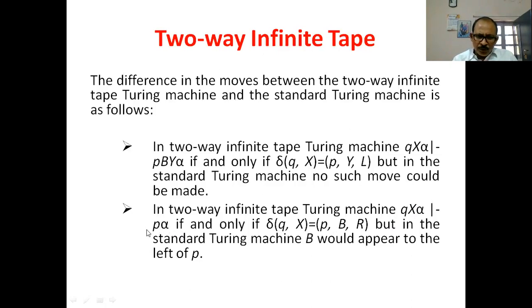Here you can see before p there is no b, because the tape is infinite in the left direction. So there is no need to specify b in the two-way infinite tape, but in the standard Turing machine, B should appear at this place. So these two are the differences between the two-way infinite tape and the standard Turing machine, or you can say the basic Turing machine.